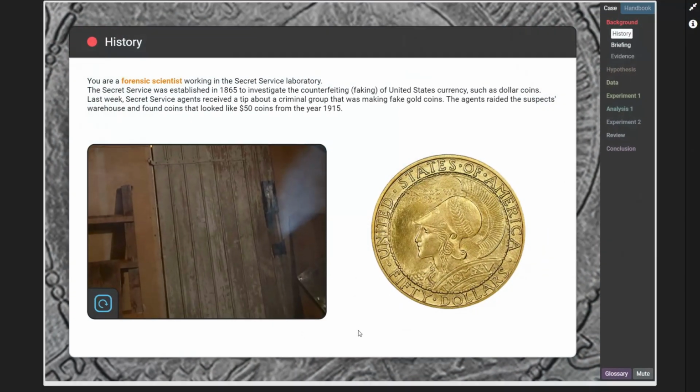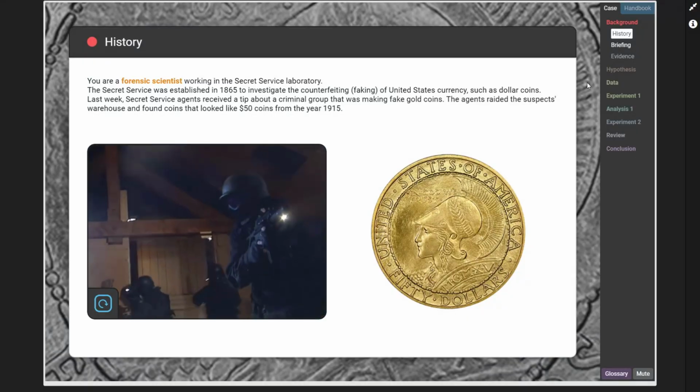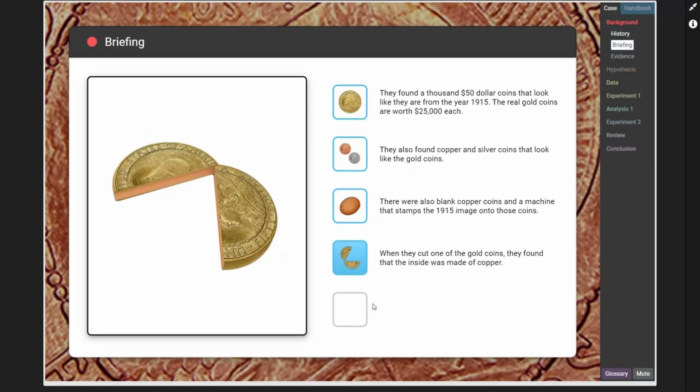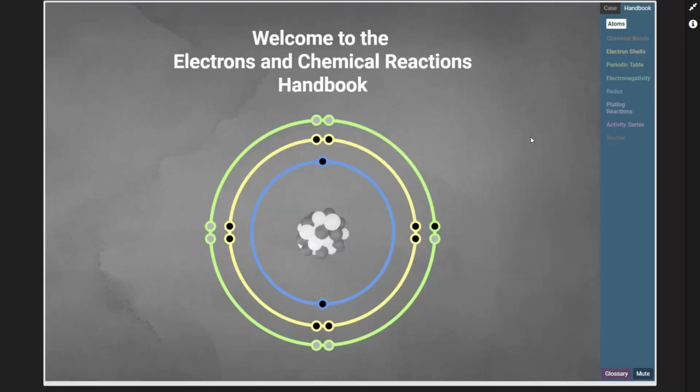In this case, students play the role of a forensic scientist working for the Secret Service. They begin by reviewing evidence discovered by the FBI while investigating a case of counterfeit coins. Before students start their investigation, they first review the background information needed to solve the case by entering the embedded handbook.